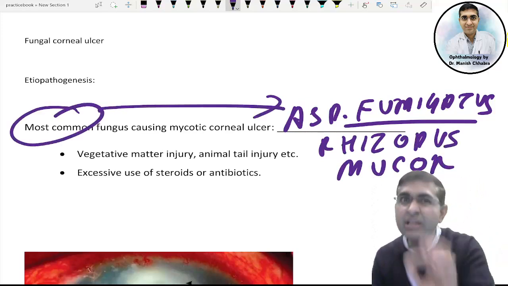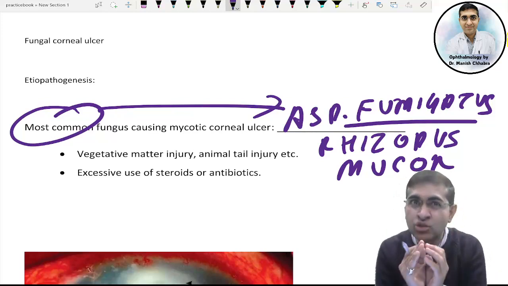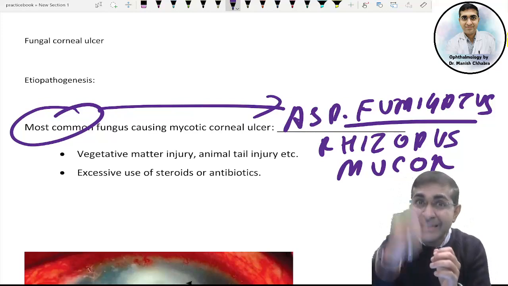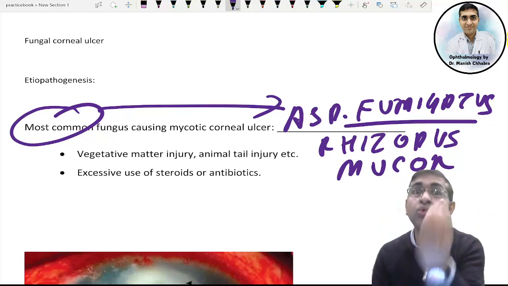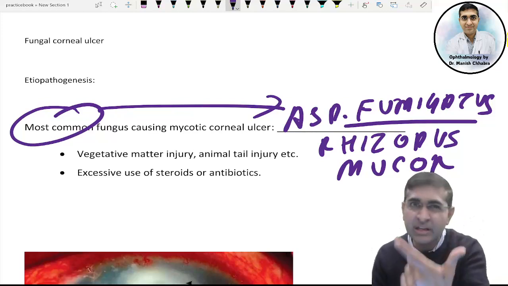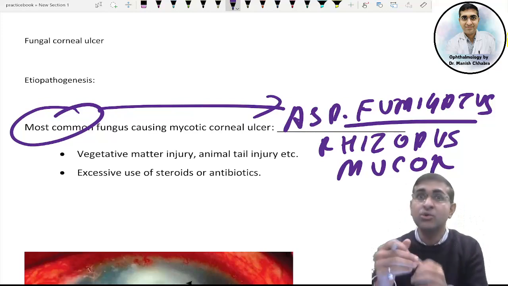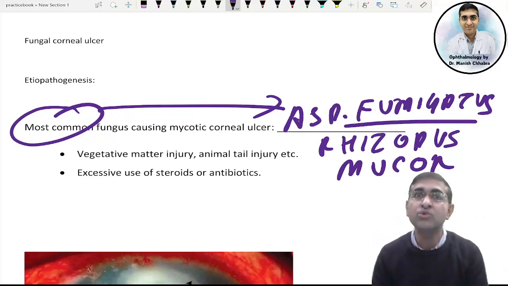The patient typically gives a history of organic matter injury, something organic getting into the eyes. Sometimes the patient is milking the cows and the cow wags its tail and the tail hits the eye, because the tail is a good source of fungus, yes. And while working in the fields as a farmer, during sowing of the seeds, some dirt, some organic matter goes into the eye, that can also lead to this.